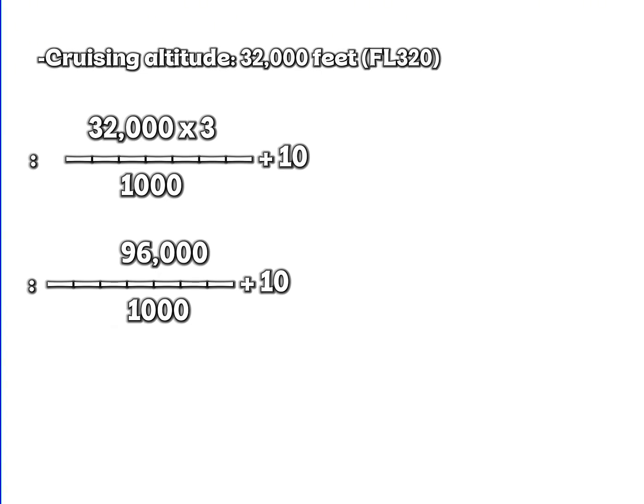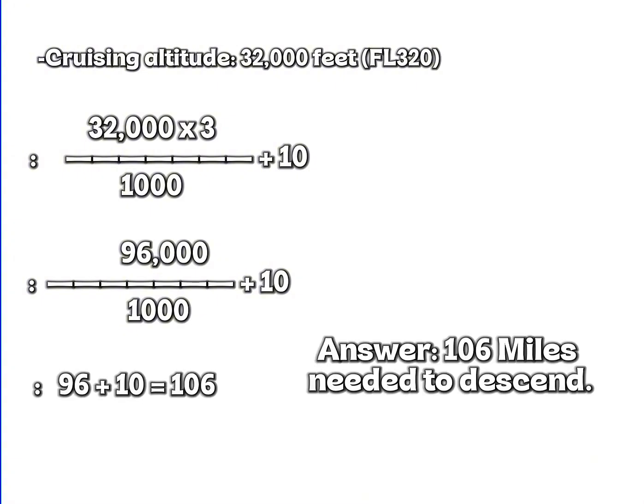Then we need to add 10. I will explain later in the video why we need to add 10 to our formula. So adding 10 makes the answer 106 nautical miles. So now we need 106 nautical miles in order to descend to the correct altitude relative to the airport.